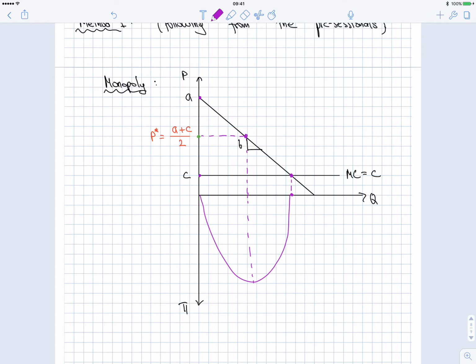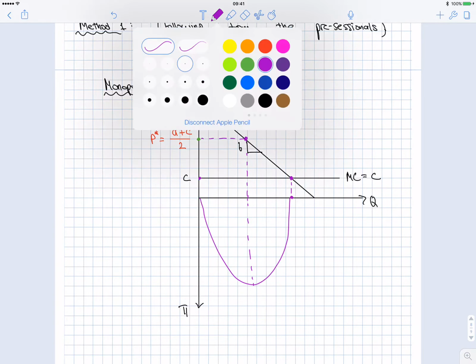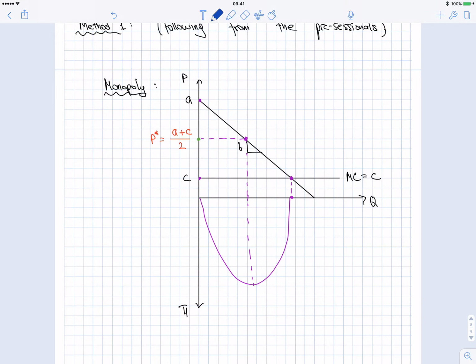So that's where your profits are going to be maximized. Okay? So if we go back to the precessional, what's the formula for this demand? It's a linear demand function. This is the intercept A minus, because it's downward sloping, B times Q. This is my inverse demand function.